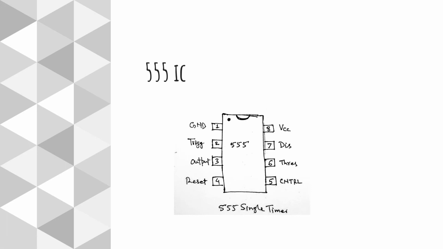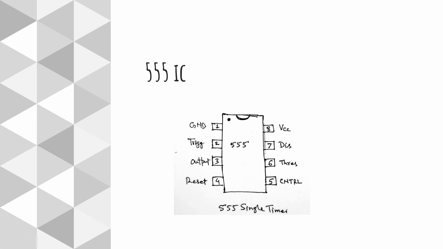Pin number 4. Reset. Reset signal overrides the trigger, which in turn overrides the threshold. When reset pin is not in use, then it must be connected to VCC to prevent noise which may excite reset pin.